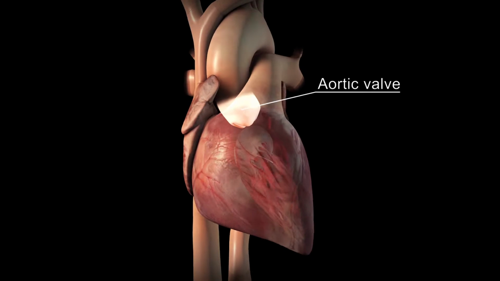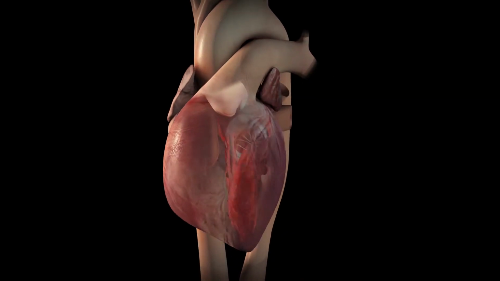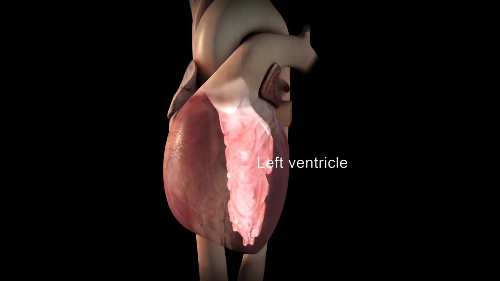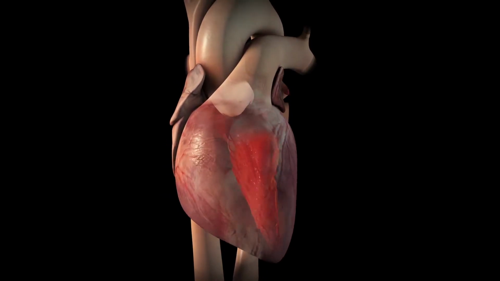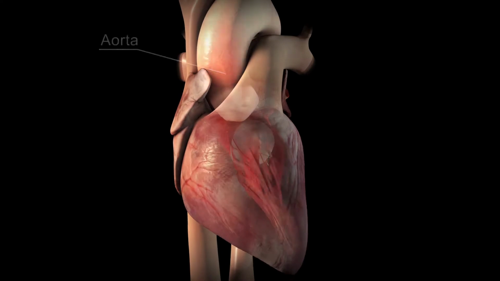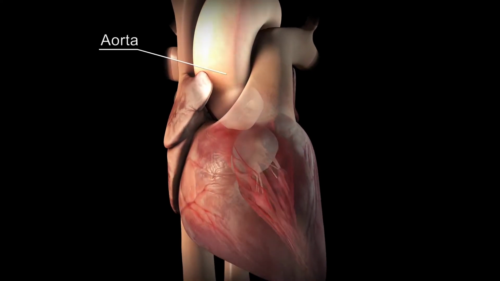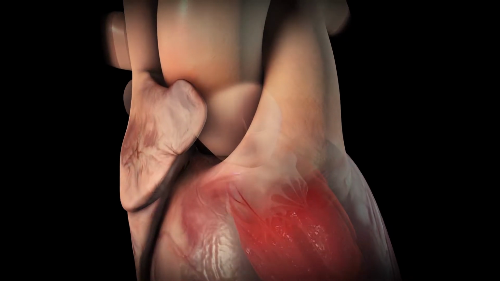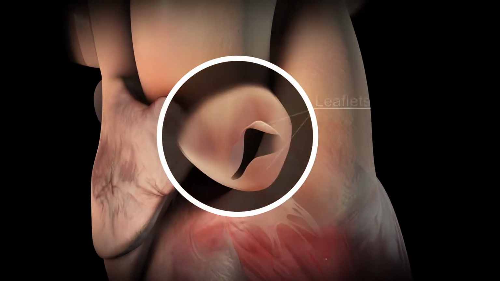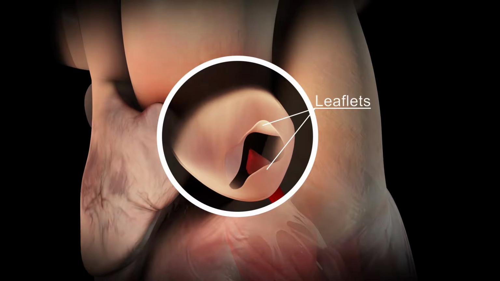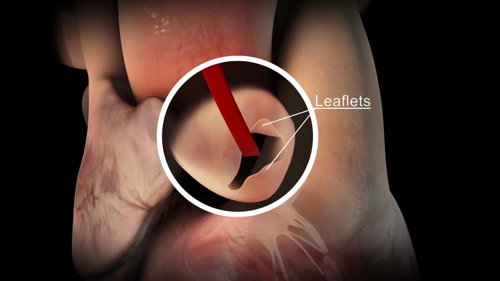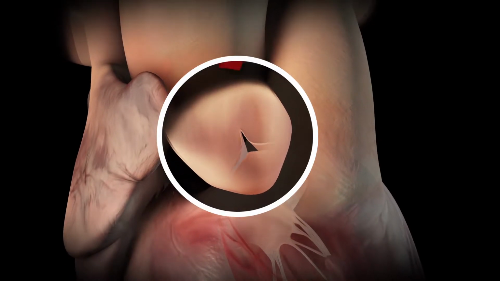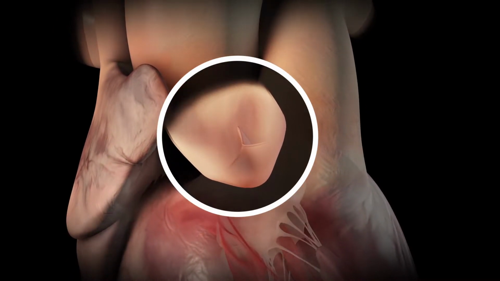Your aortic valve is one of the 4 valves in your heart. It lies between your left ventricle, or lower left chamber, and the large blood vessel supplying oxygen-rich blood to your body, called the aorta. When your left ventricle contracts during each heartbeat, it pushes blood through 3 flexible cup-like leaflets that make up your aortic valve. When your left ventricle relaxes, your aortic valve closes to prevent blood from flowing back into your left ventricle.